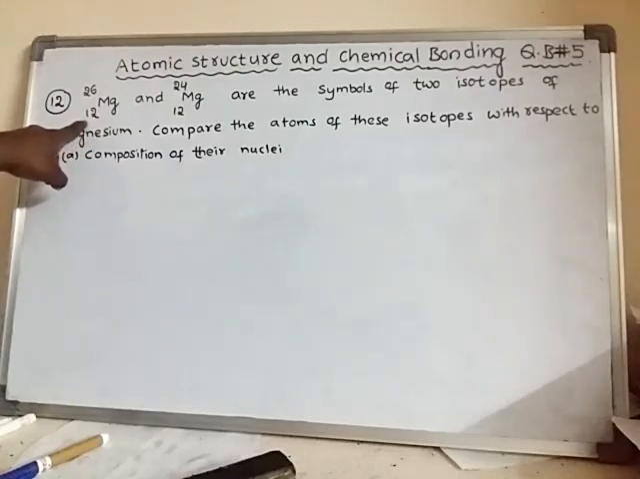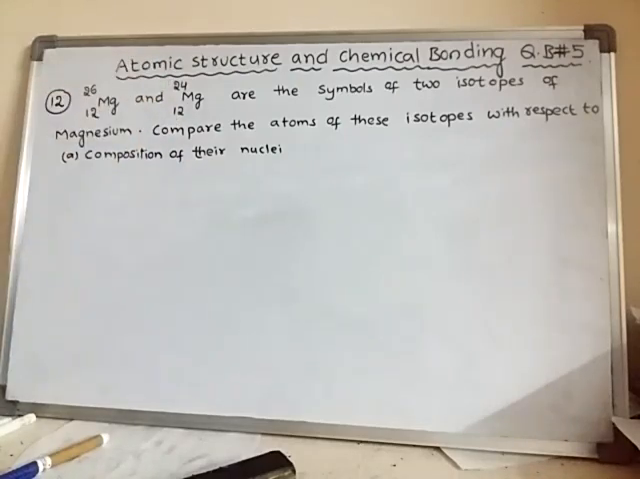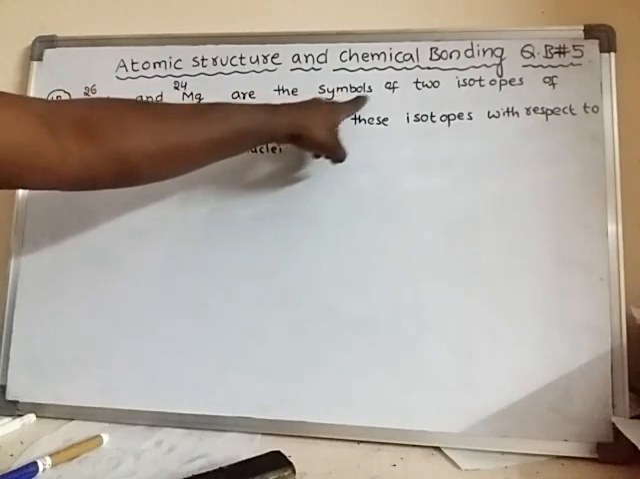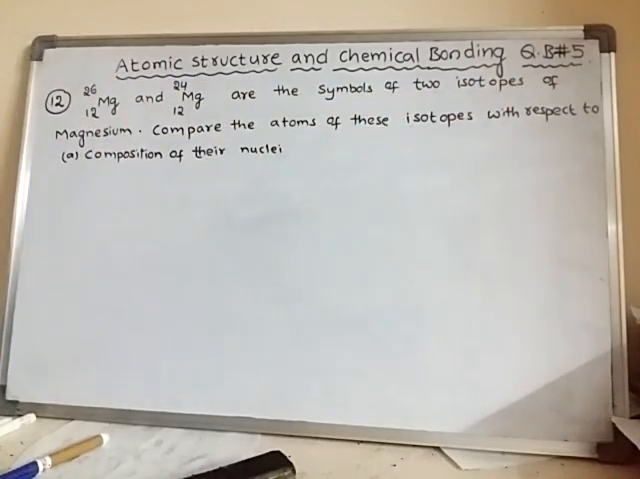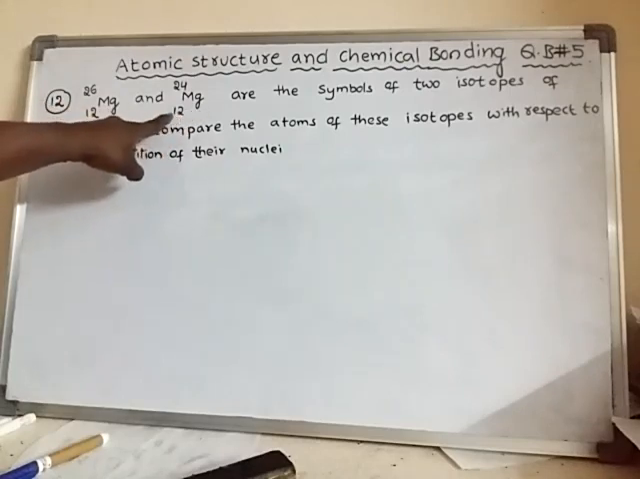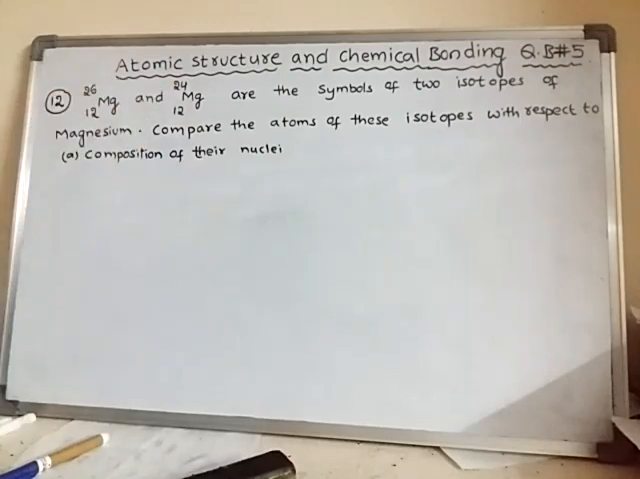Magnesium-26 and magnesium-24 are the symbols of two isotopes of magnesium. That means magnesium has two isotopes. One is magnesium-26, the other is magnesium-24. Generally, what are isotopes?